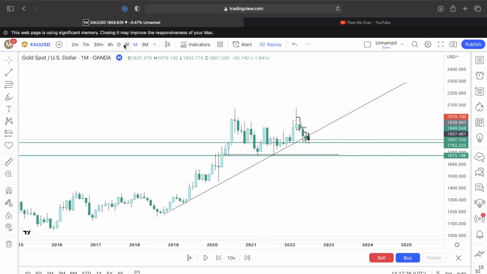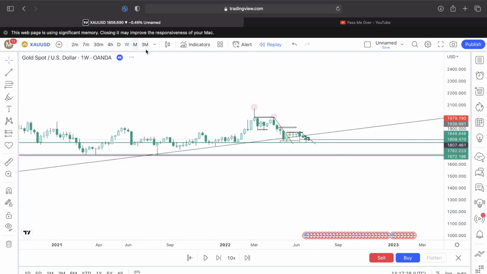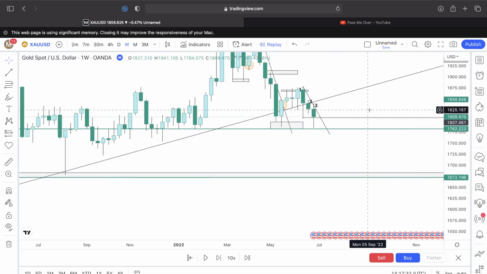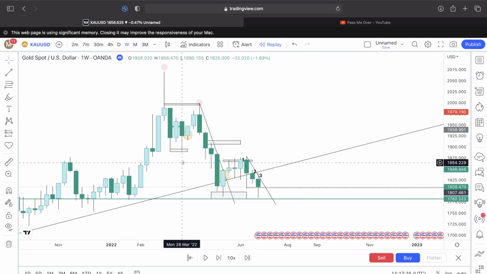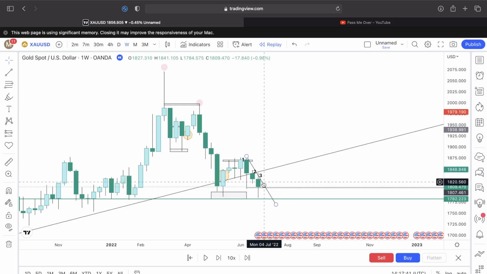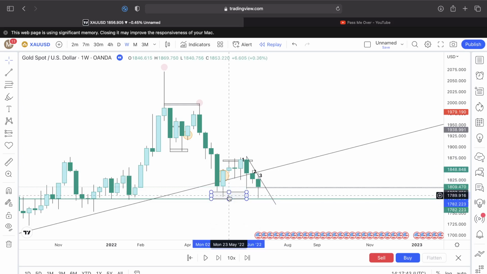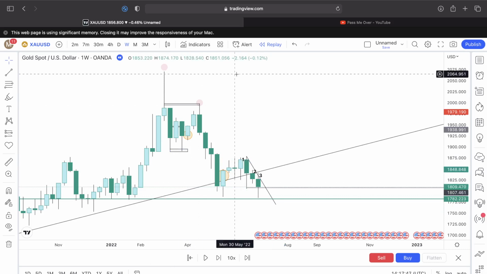So let's see what other trend lines are there. Let's go to the 4 hours. Now we're on the 4-hour trend line. Let's see what has been happening. I'm just going to remove all this. Sorry, we're on the weekly. Now the weekly trend line is a little bit different.